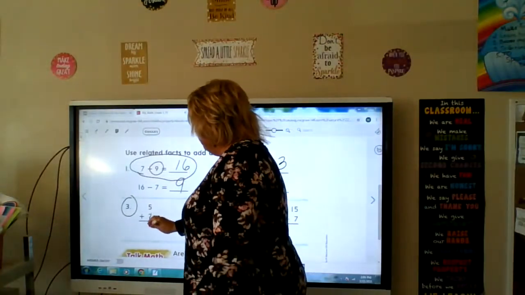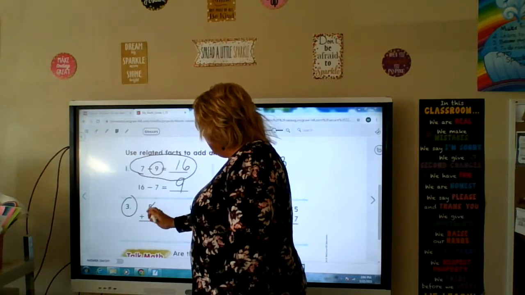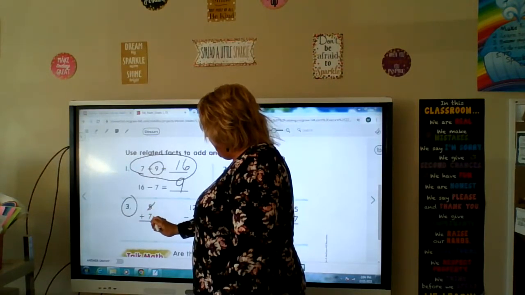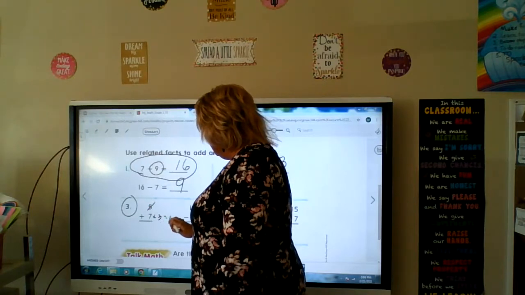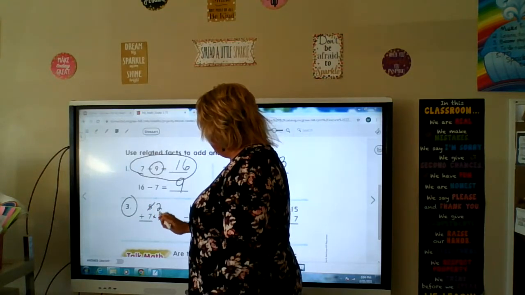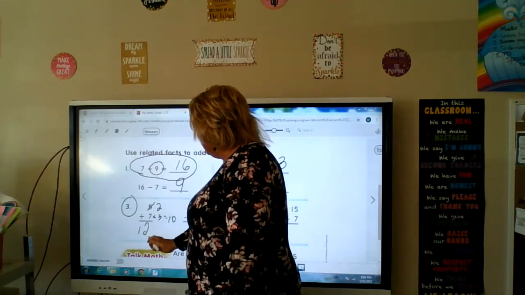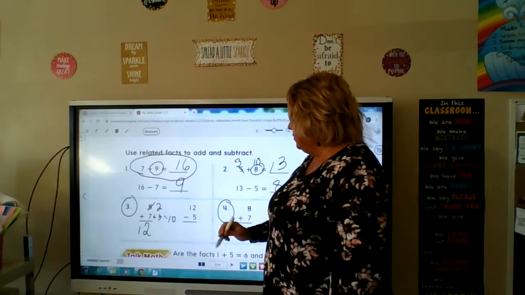Okay. 5 plus 7. I can think of a group of 10. If I take 3 from the 5 and give it to the 7, I'm going to have 10 with 2 left over. 10 plus 2 is 12. 5 plus 7 is 12.